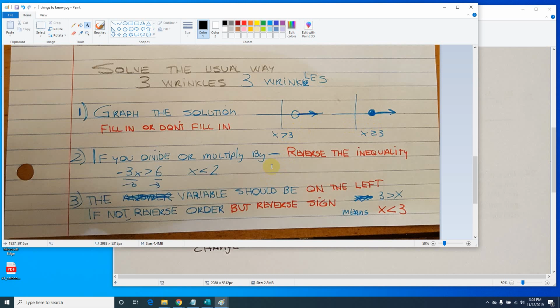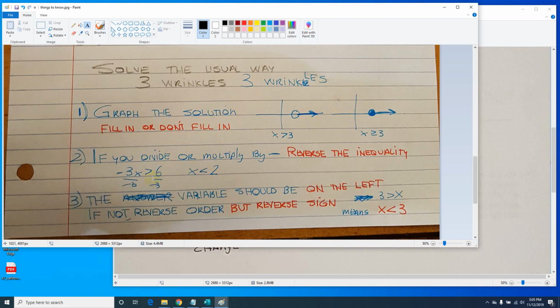And notice, this is really cool, if you put the x on the left side, the direction of the inequality sign is the same direction as the graph. It's really cool. That really makes it easy. The other thing you must know is when you're solving these equations and you divide or multiply by a negative sign, you must reverse the sign of the inequality. This is absolutely critical. Something everybody forgets to do. Don't forget on the test.